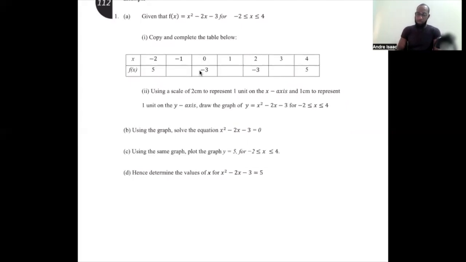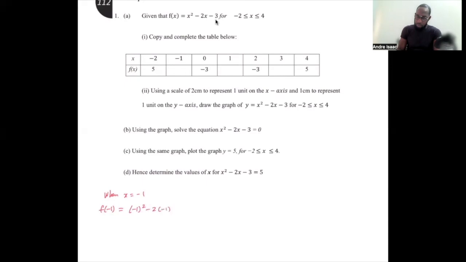We're going to deal with -1 first. When x equals -1, f of -1 equals, so we're focusing on this function here and replacing x with -1. F of -1 is -1 squared minus 2 by -1 minus 3. You can work this out using a calculator, or you can work it out mentally, and you get 0.